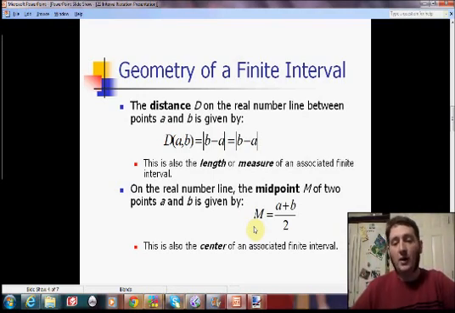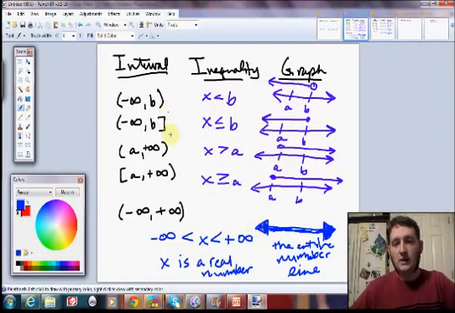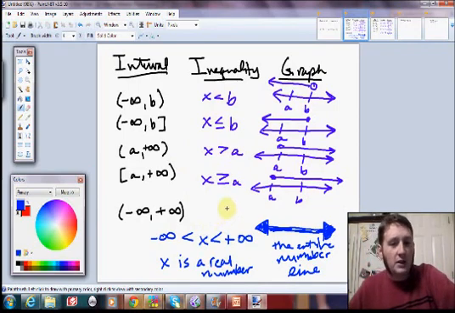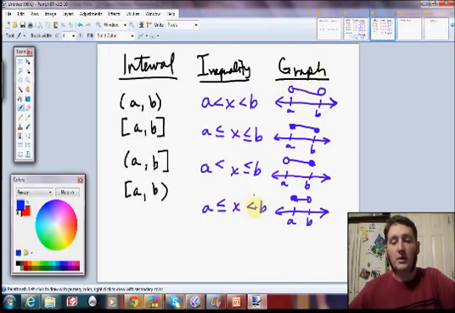The point is that the stuff you already know might just look a little different, but it works no matter what kind of interval it is. Realize that for these intervals where an infinity is involved, you don't really talk about the length or measure or center. That's more for the ones where there are definitely two endpoints.